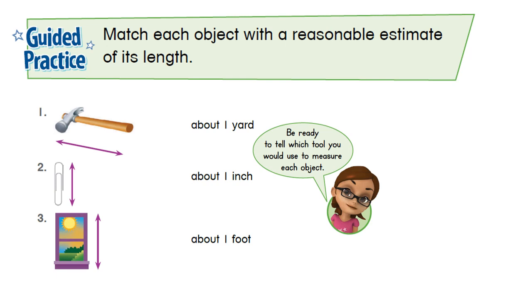This is the guided practice for 12.3. It says match each object with a reasonable estimate of its length. Now before we get into this, we need to talk about what a yard and an inch and a foot are. So let's do that now.